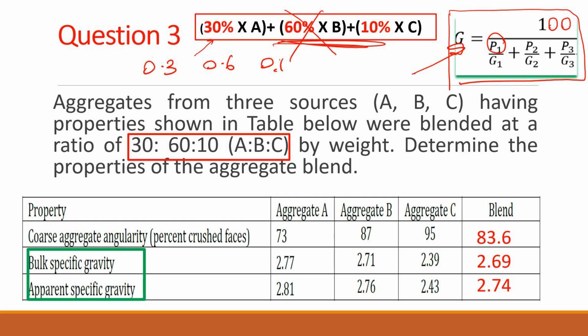P1 is obviously the first row, P2 is the second row. P is the proportion. It can be 30, 60, 10. Or if you want to make it a percentage, you have to put 100 at the top. Then you can use P1 as 30, P2 as 60, P3 as 10. If you want to keep the numerator 1, it should be 0.3, 0.6 and 0.1. And G is the property.